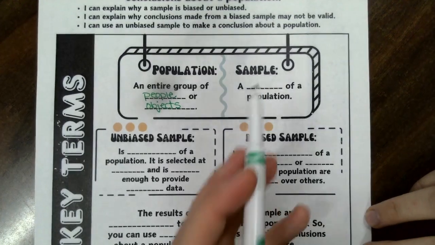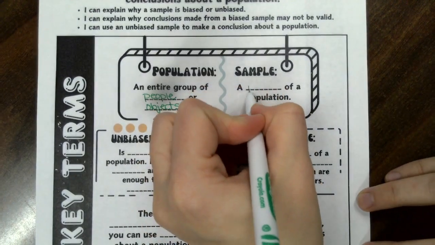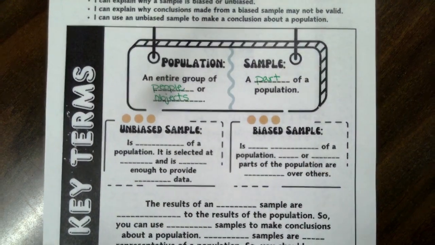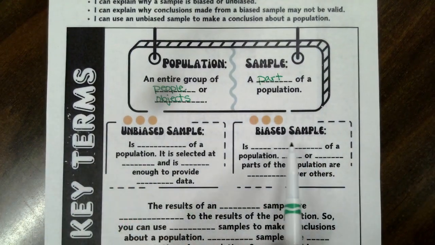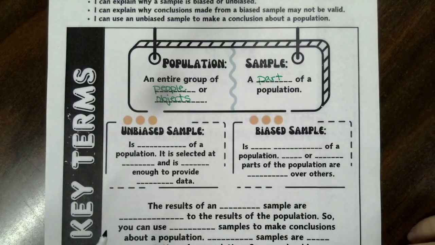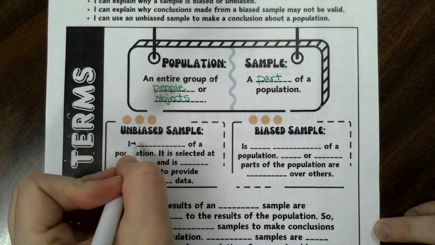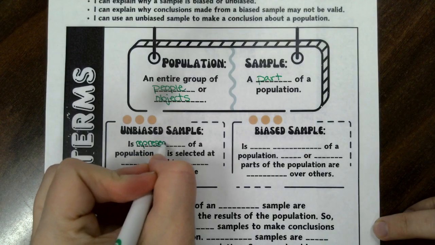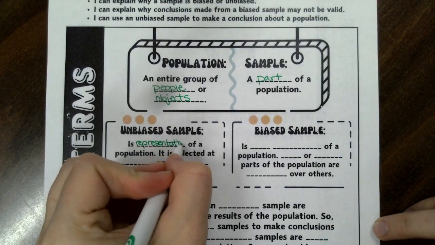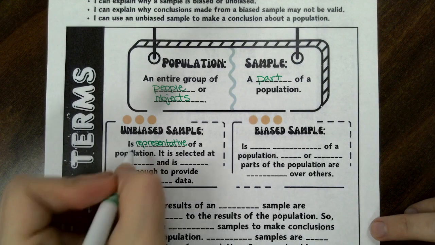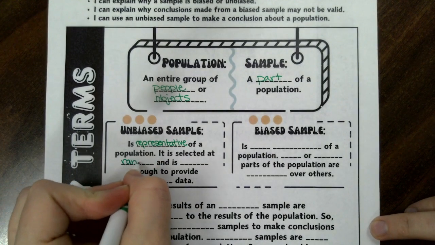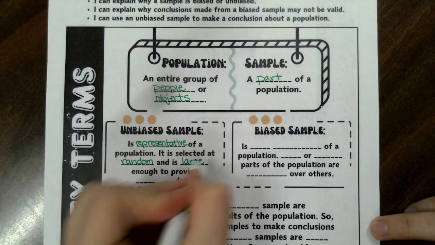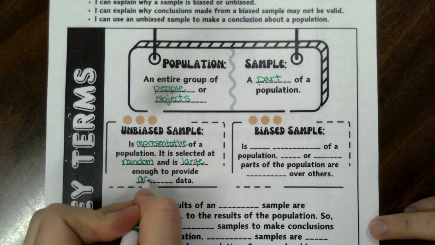And then a sample is a part of the population. Moving along, we have an unbiased sample and a biased sample. An unbiased sample is representative of a population. It's selected at random and is large enough to provide accurate data.